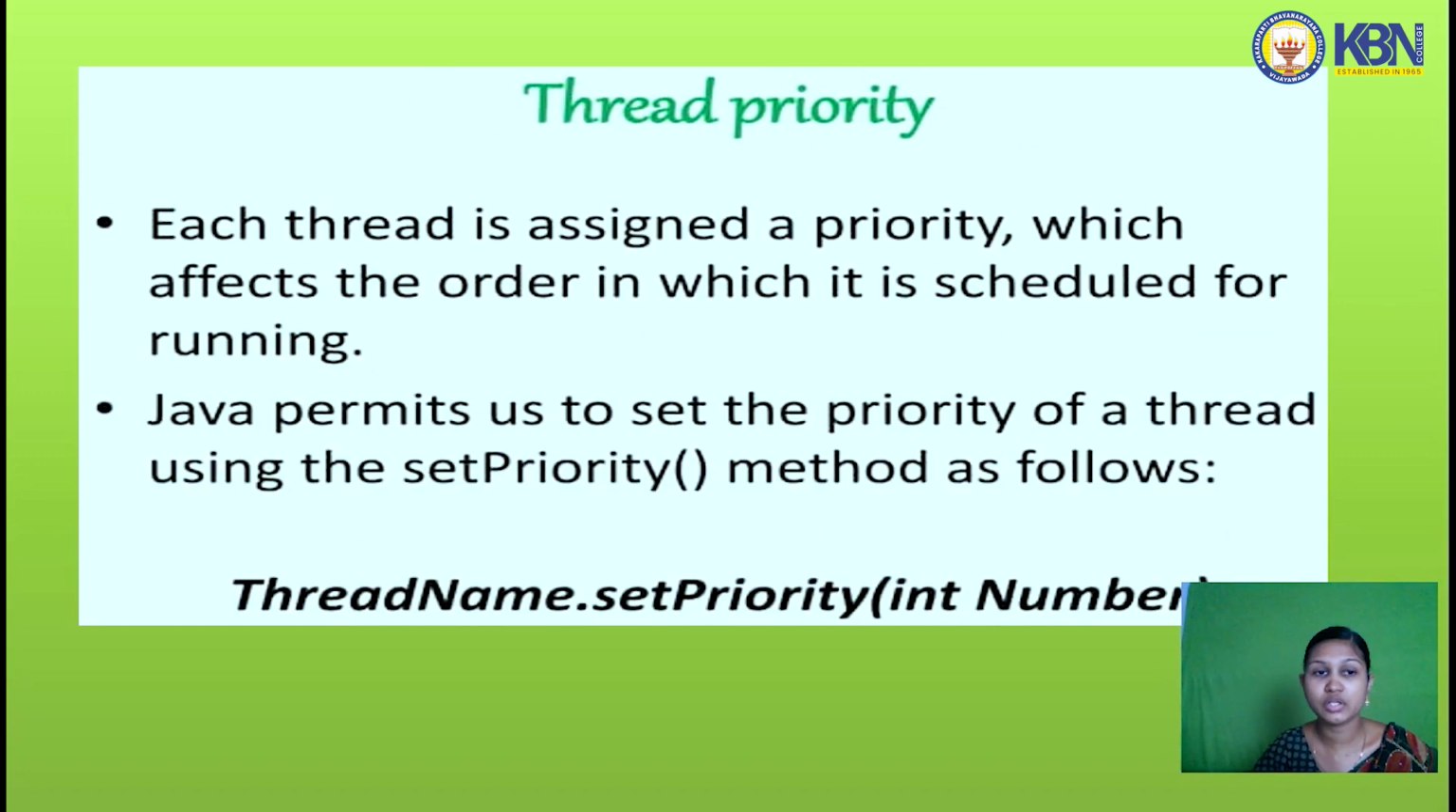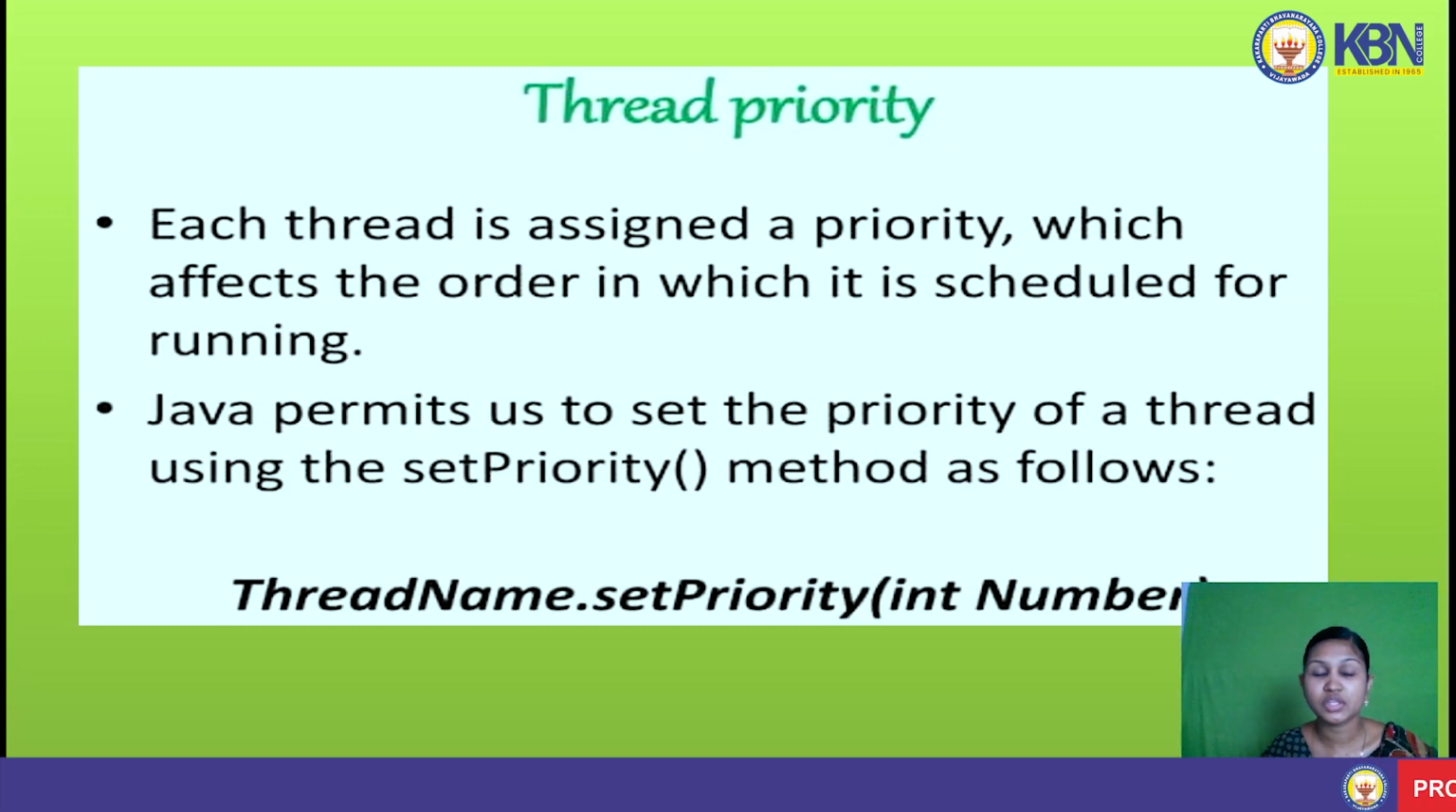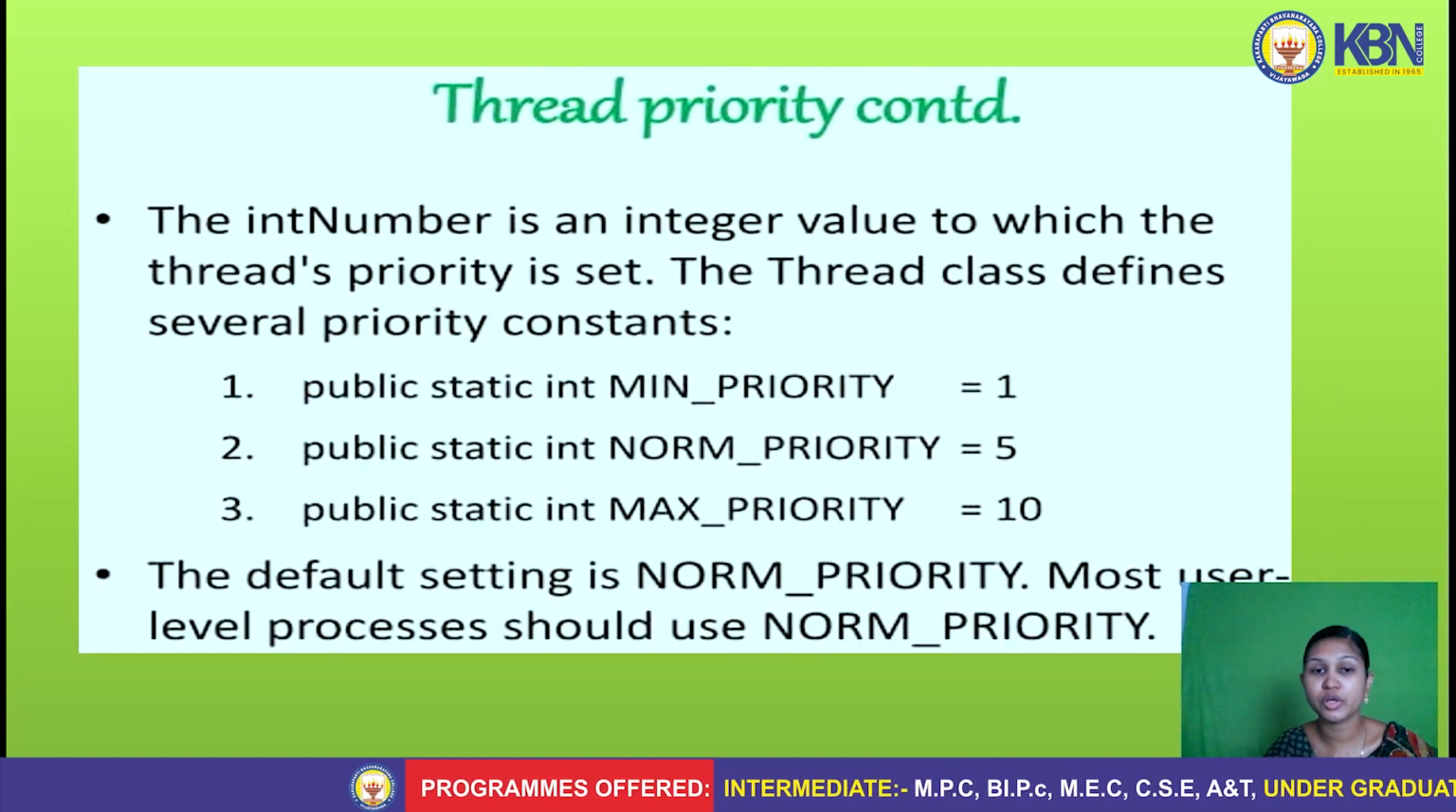What are priorities? How to set priorities? Every thread is assigned a priority. The threads are assigned schedules for running. How to identify it? You can simply use the set priority method, then it will automatically give the priorities.